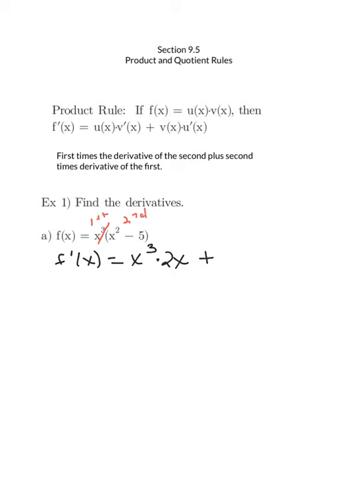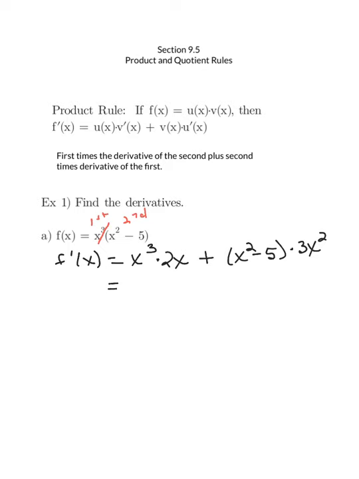And then when it says v of x, that means write down the second function exactly as it was given to you, x squared minus 5, times the derivative of the first. The derivative of x cubed is 3x squared. So at this point, you are done with calculus. You need to multiply and combine like terms in order to simplify your answer.